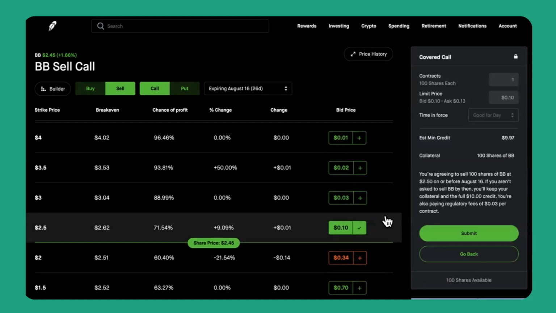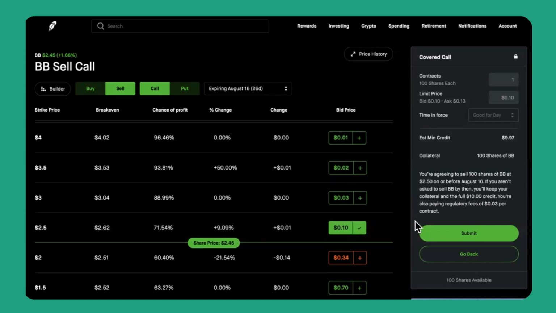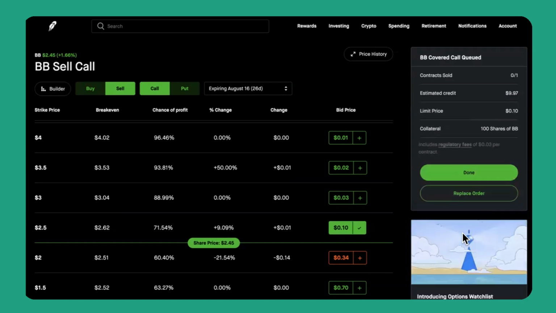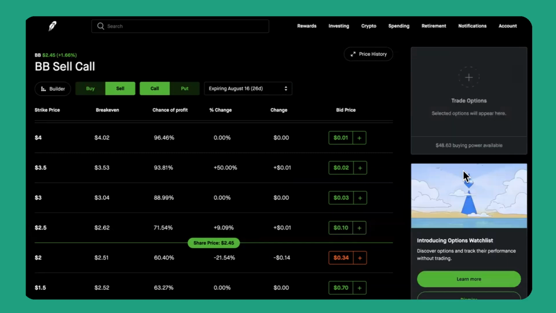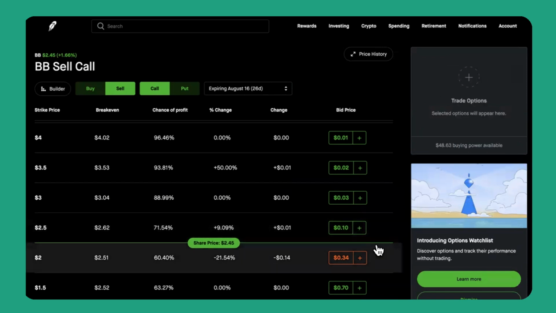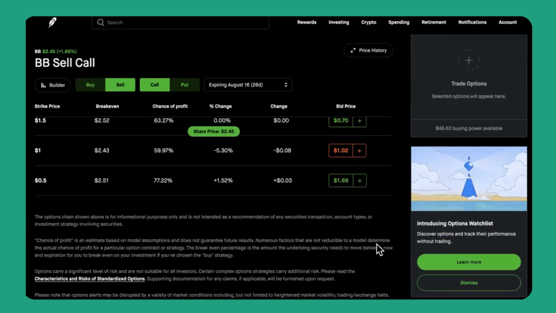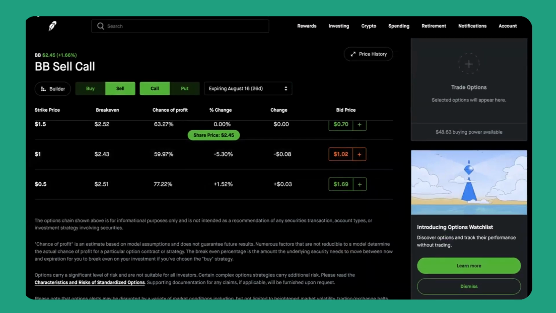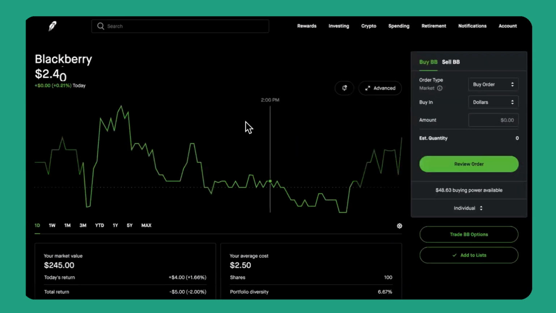You're also paying regulatory fees of 3 cents per contract. So I'm going to go ahead and submit this order. Okay. And that is done. The order has been submitted, and we'll see if it gets executed on Monday. All right. But let's take a look at my history here with BlackBerry stock.